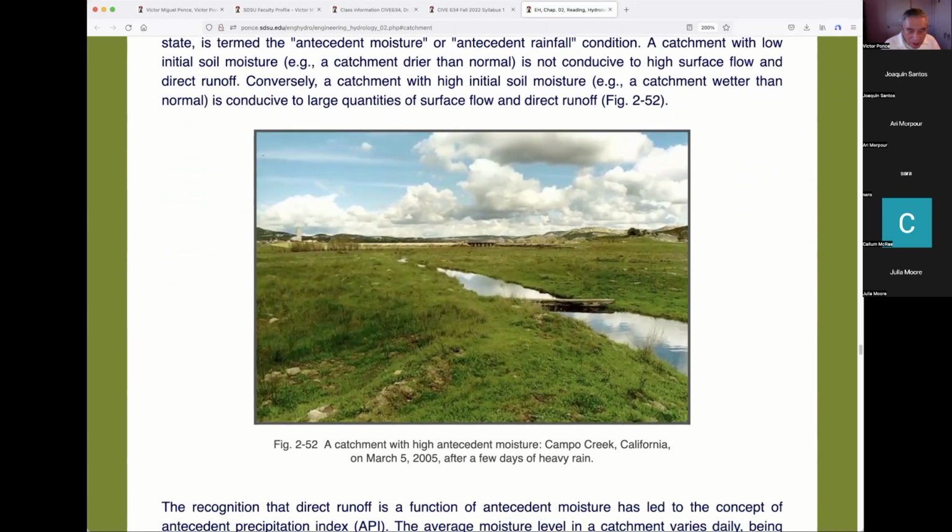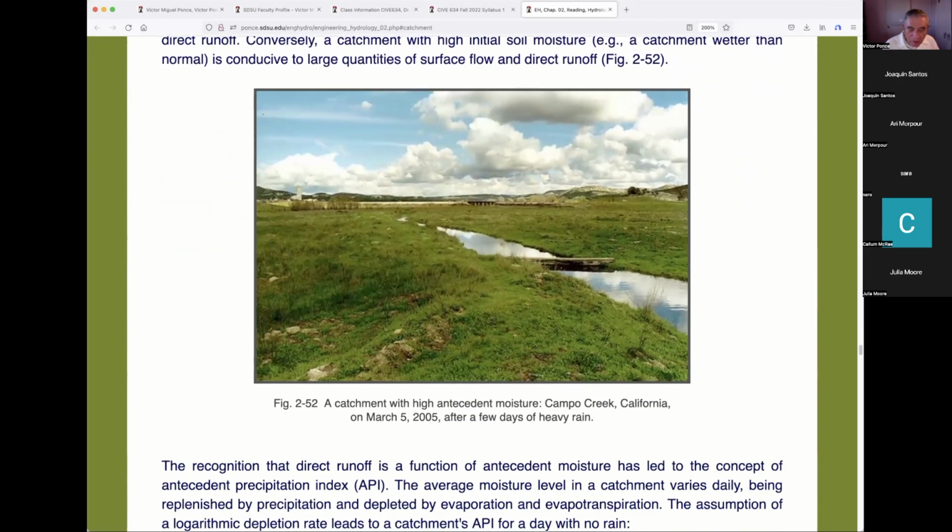So I have an example in here of a catchment with high antecedent moisture, definitely. This is Campo Creek. We did a lot of work in Campo Creek in the years 2000, 2001, 2003, all the way up to 2005. We actually did the hydrology of Campo Creek around that time.